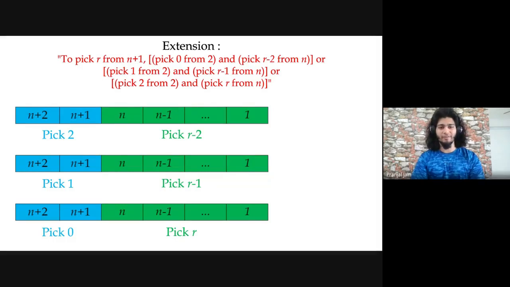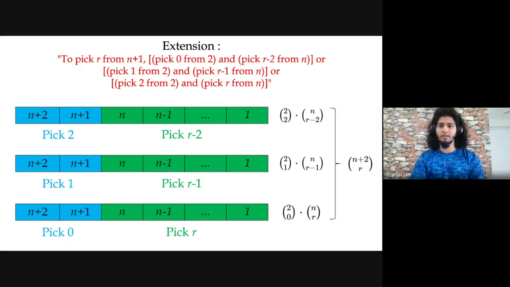And if you count the number of ways to do this, you get 2 choose 2 times n choose r minus 2. And likewise, you see that as the bottom index of the left coefficient decreases, the right one starts increasing. So it goes from 2, 1, 0, and this goes from r minus 2, r minus 1 to r. And you add all of these and you get n plus 2 choose r, because that is basically what we have done. We have picked r objects from n plus 2 objects.